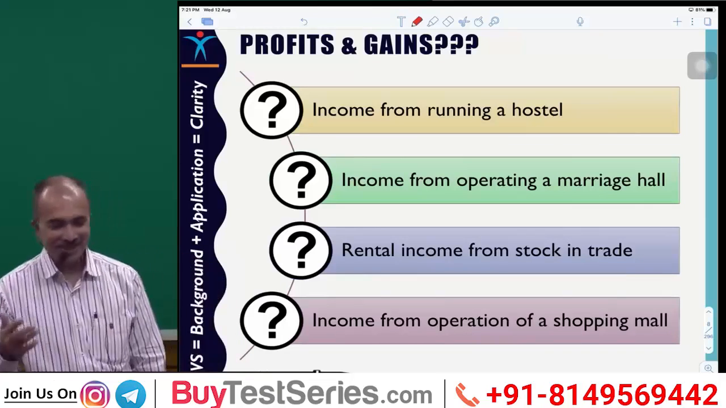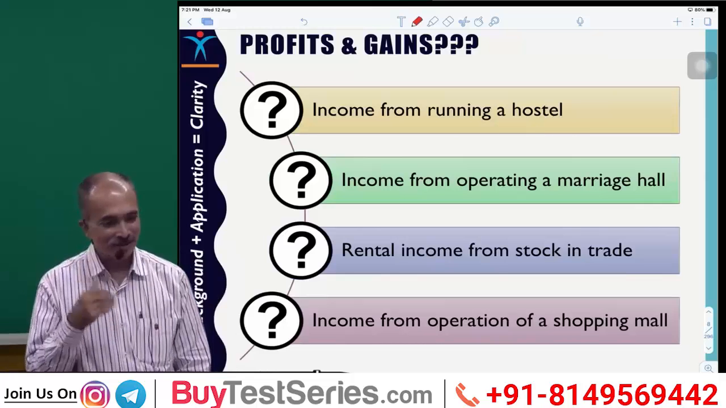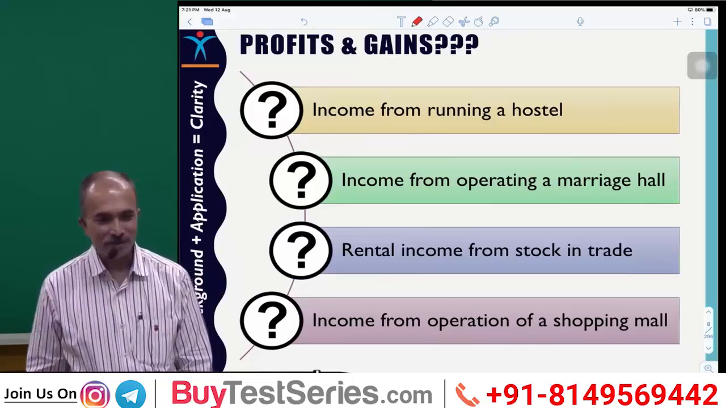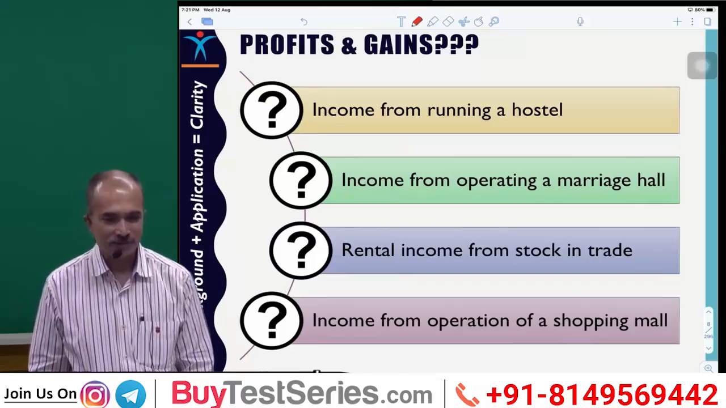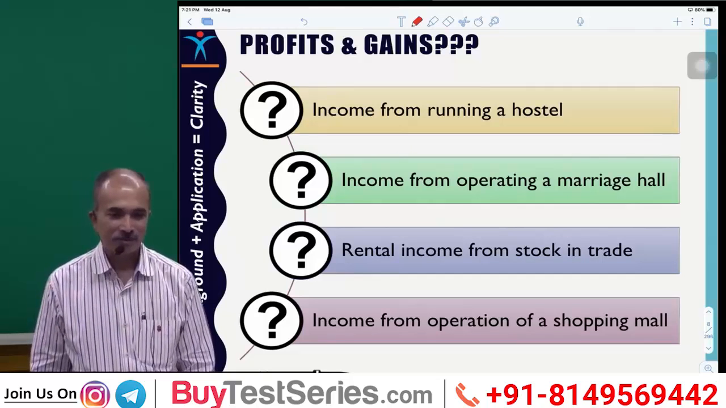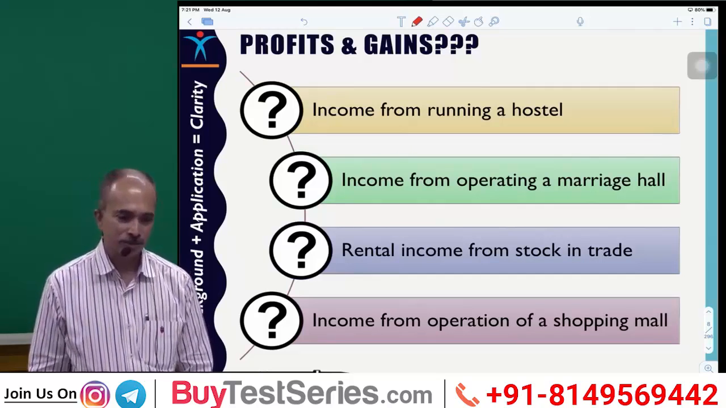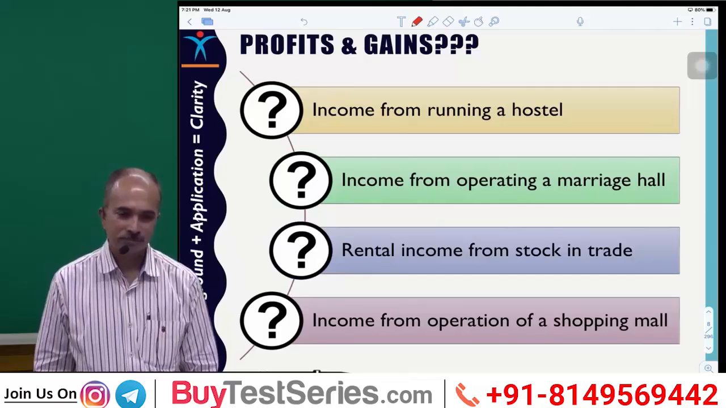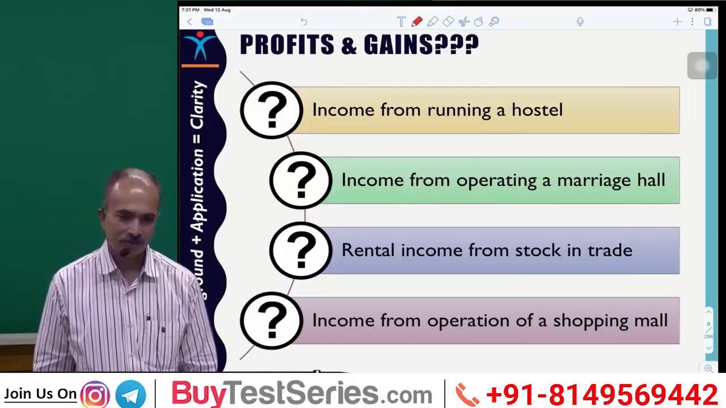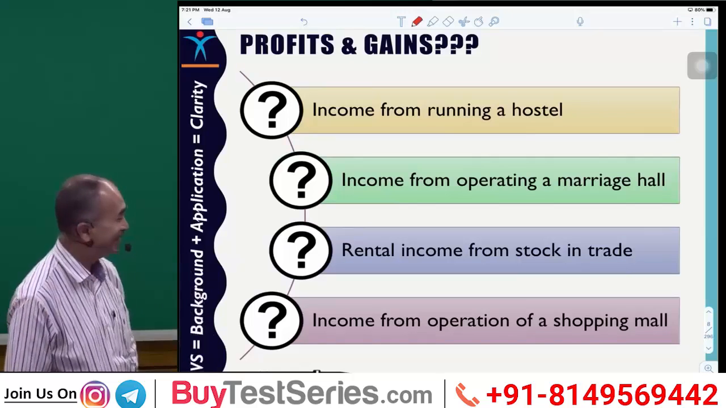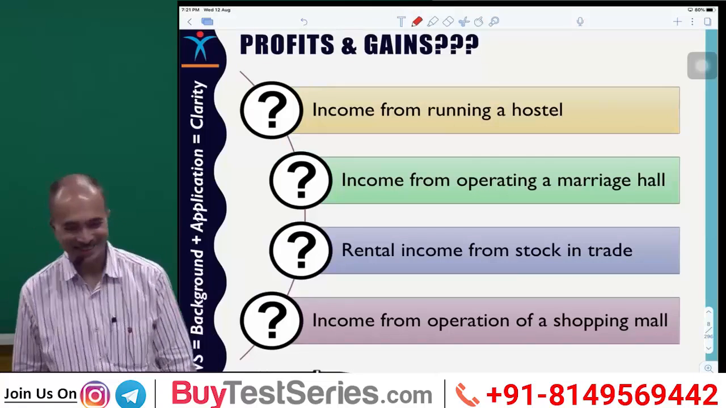Why is this operation of a marriage hall something which is a business? Why not house property? There is no permanence of the transaction. One-off activity per person, hopefully. Okay.